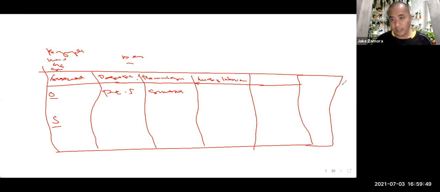Hinihiwalay nyo pa ba? Or sa planning na pasok? Tama. Nursing interventions, no? Ito kasi yung desired outcome nyo. Desired outcome.